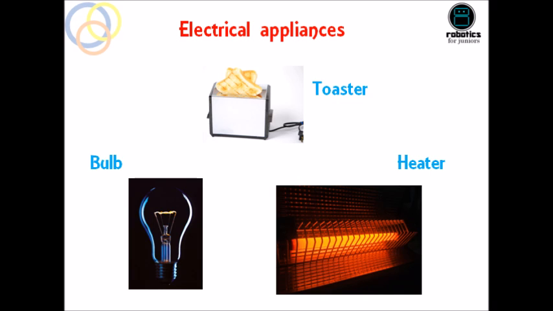In some electrical appliances, the property of the wire to have extremely high resistance is used. Like in toasters, bulbs or heaters, the wire used as a coil has a very high resistance. So it generates high heat or even light when the current flows through this wire.